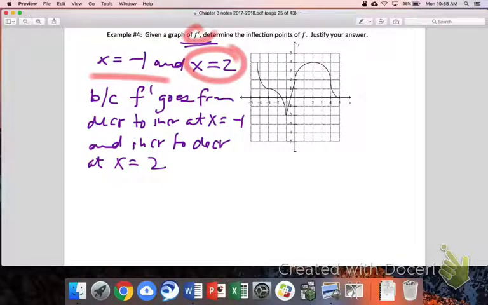So what did you say? You said x equals -1, x equals 2 because it switches from negative to positive. I said f double prime switches. Yeah, so that would make all the difference, right? If you said because f double prime switches from negative to positive at x equals -1, or the other way at 2, totally fine. Totally fine.